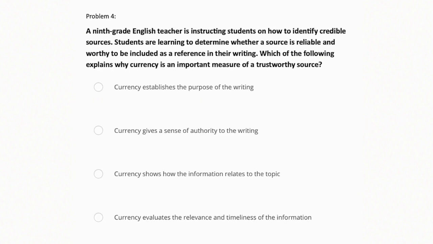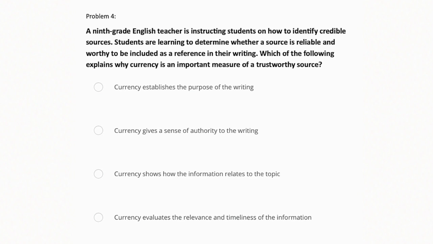And problem 4. Okay. A ninth grade English teacher is instructing students on how to identify credible sources. Students are learning to determine whether a source is reliable and worthy to be included as a reference in their writing. Which of the following explains why currency is an important measure of a trustworthy source? Well, currency establishes the purpose of the writing. Currency gives a sense of authority to the writing. Currency shows how the information relates to the topic. Or currency evaluates the relevance and timeliness of the information.